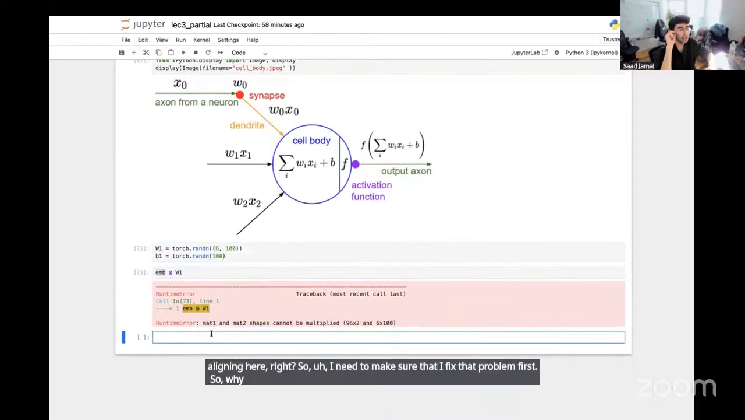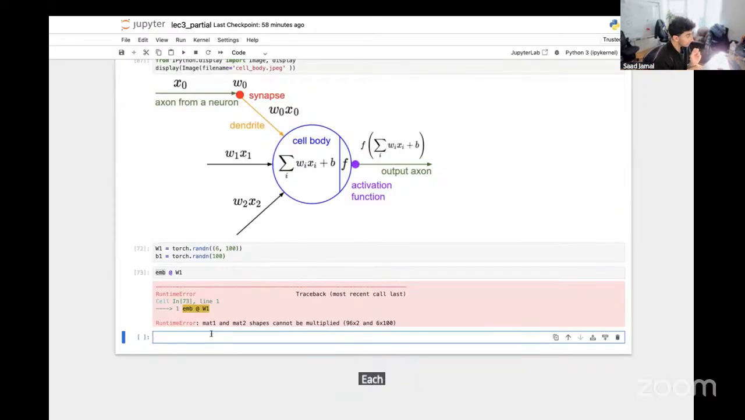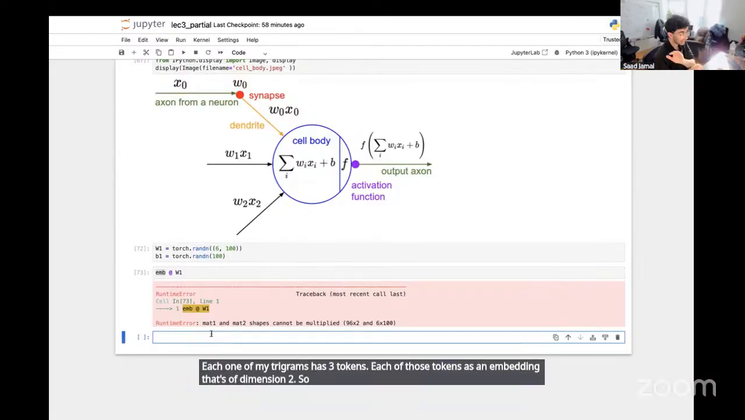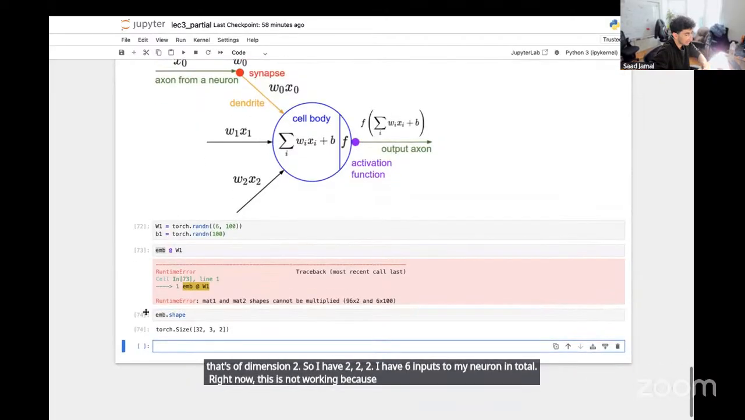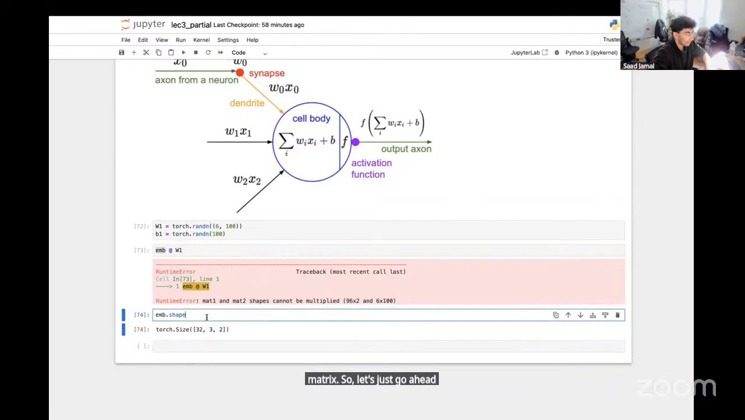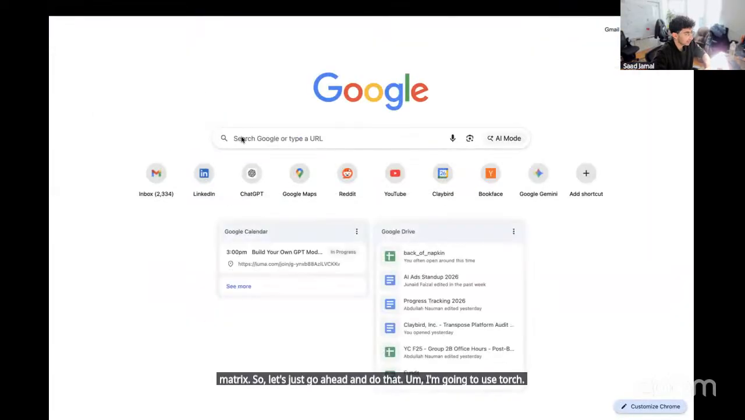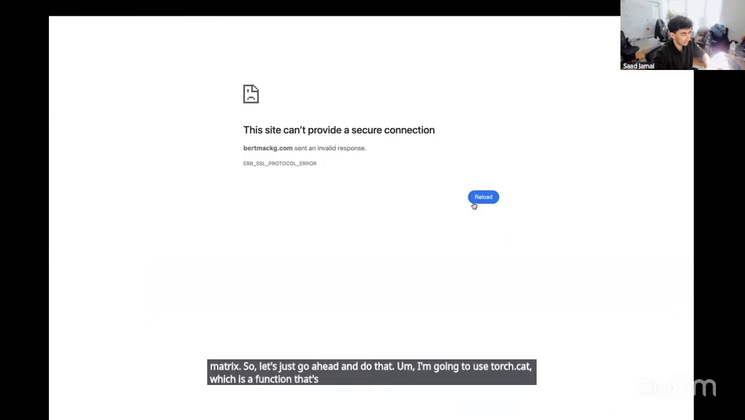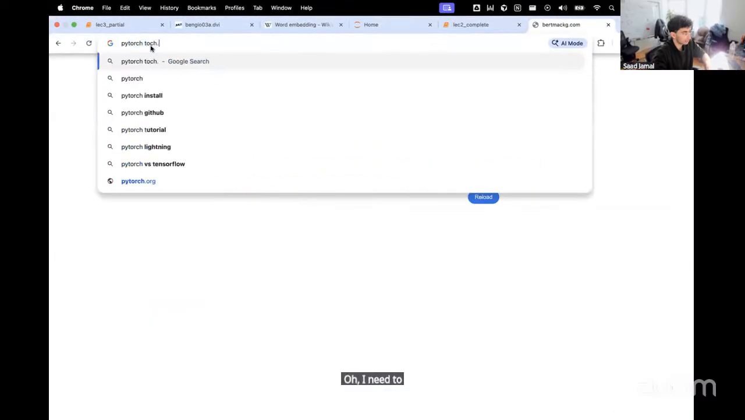So let me concatenate these together. Each one of my trigrams has 3 tokens. Each of those tokens has an embedding of dimension 2. So I have 2, 2, 2. I have 6 inputs to my neuron in total. Right now, this is not working because the shapes are really ugly, right? This 3 by 2, we have to concatenate together in order to multiply it by the weights matrix. So let's go ahead and do that. I'm going to use torch.cat, which is a function that's going to load. I need to search up PyTorch, torch.cat.